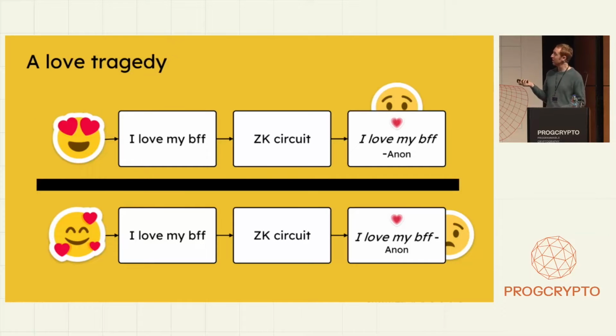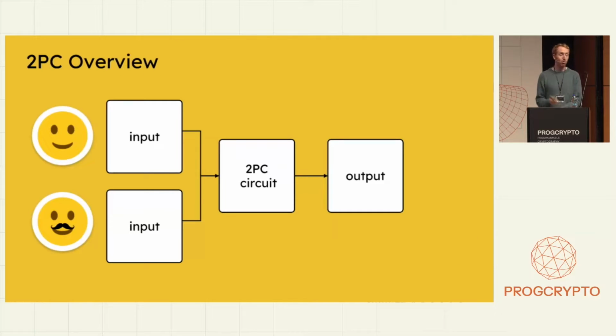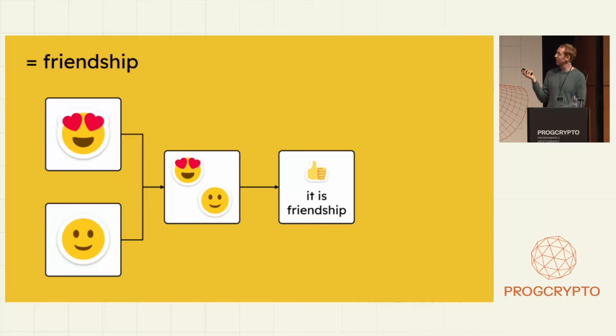But we can use 2PC to overcome this problem, where basically 2 people put in their input, and then inside the 2PC we can have a circuit that we can program and decide what it does, and then it produces an output. So let's take an example of the friendship 2PC. One person inputs love, the other person inputs friendship, and some magic stuff happens inside the MPC circuit, and the output is just friendship.